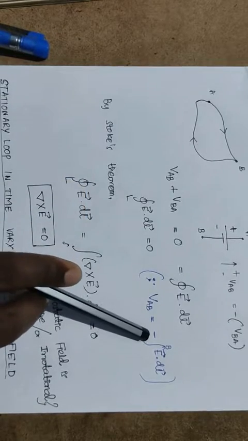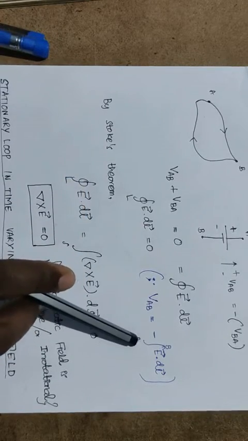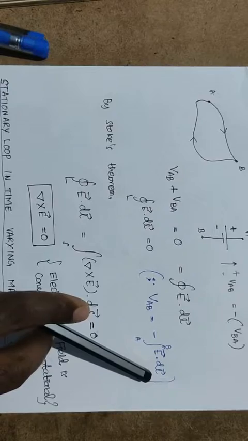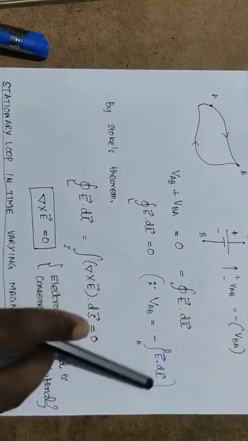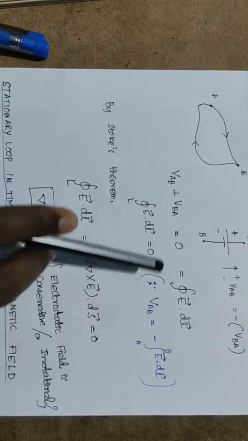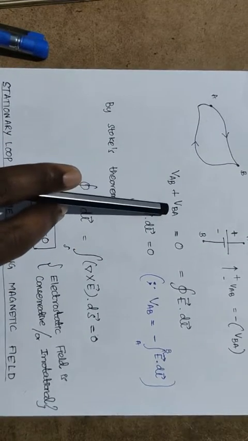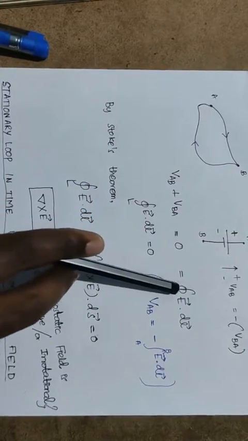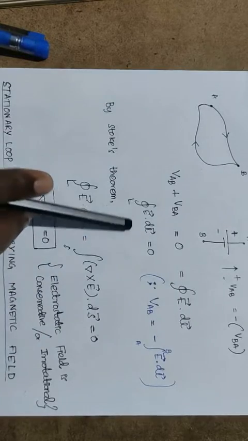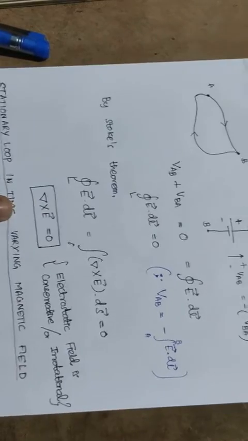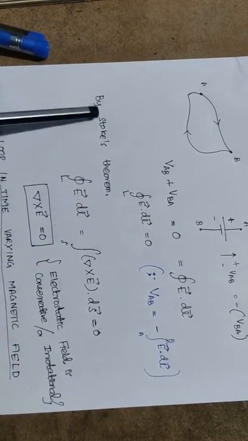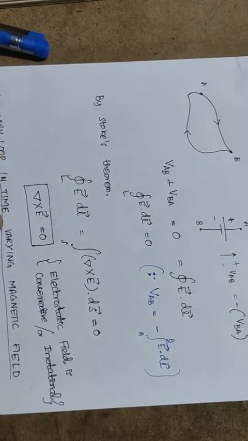VAB can be written as negative of the line integral from A to B of E vector dot dl vector. This is the derivation which is available in the EMF textbooks that you can refer. So VAB plus VBA equal to 0 can be written as closed line integral of E dot dl equal to 0. We will study Stokes theorem in second semester vector calculus mathematics.